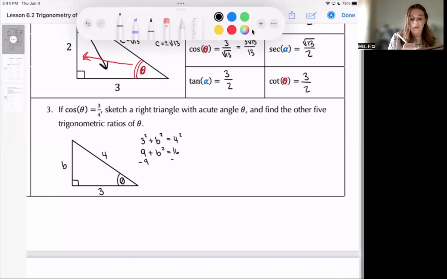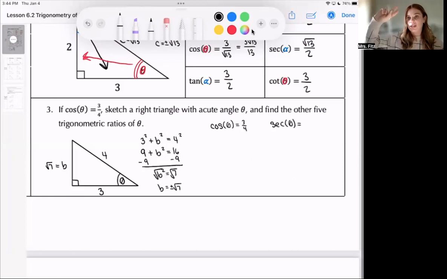Subtract 9 from both sides. We end up with b squared equals 7. We can go ahead and take the square root of both sides. And b equals plus or minus root 7. Now remember, we want to use the positive root 7 here. Okay, so we already know that cosine of theta is equal to 3/4. So let's go ahead and find secant of theta, because that's nice and easy. We just flip it. We get 4/3.